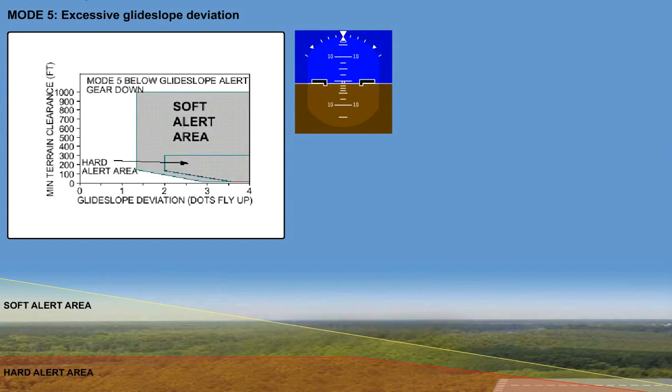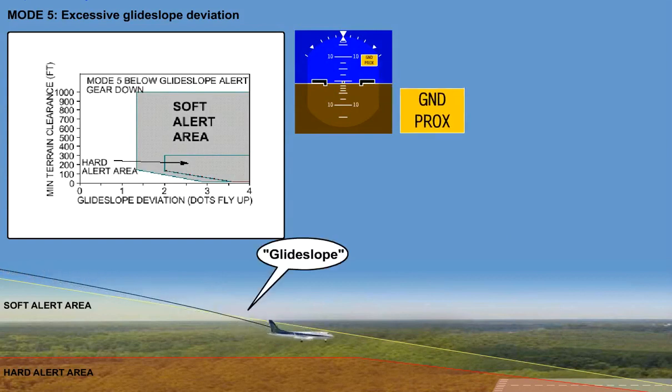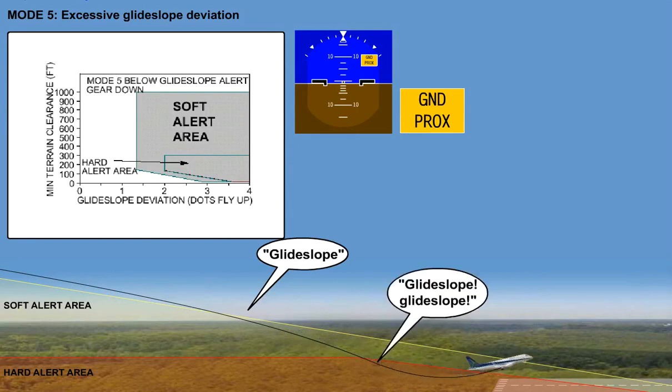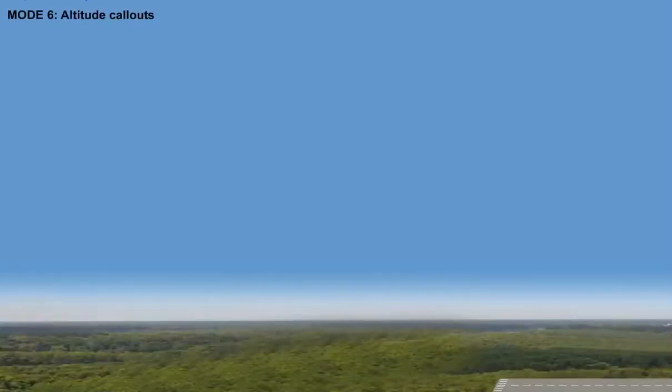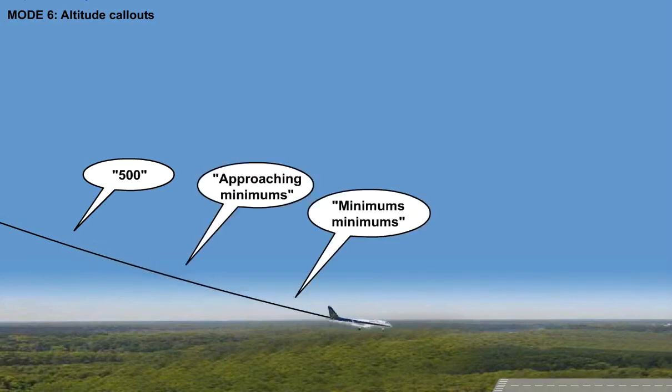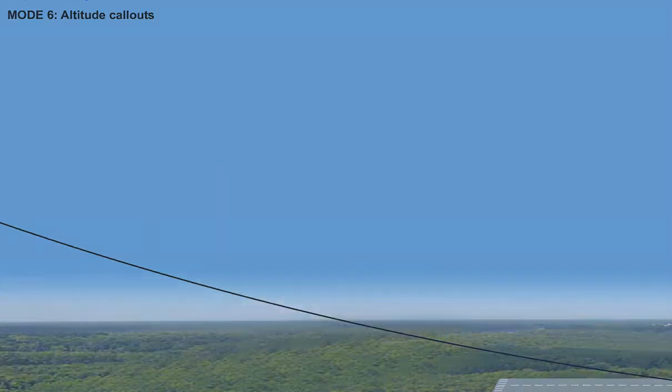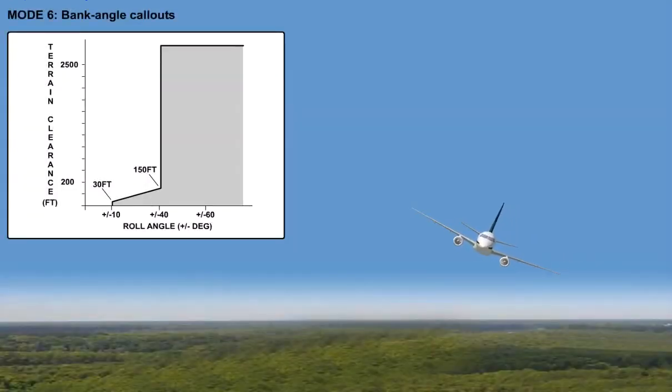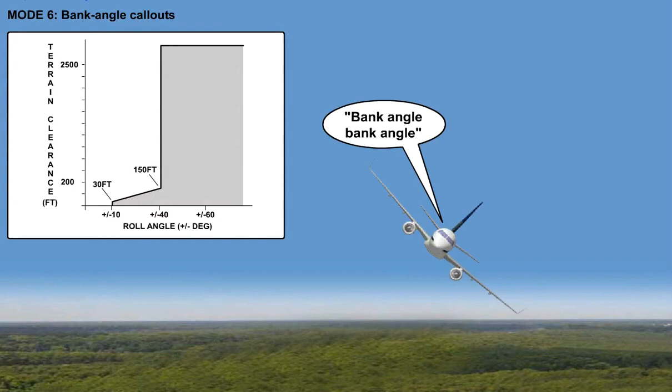Mode 5. The descent below glide slope. Glide slope. Glide slope. Glide slope. Mode 6. The altitude callouts. 500. Approaching minimums. Minimums. Minimums. 200. Bank angle callouts. Bank angle. Bank angle.